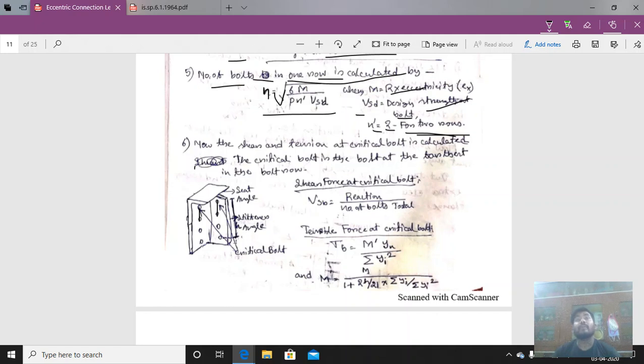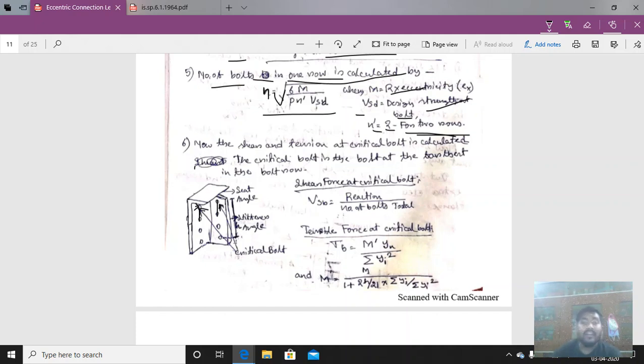What is the meaning of critical bolt? The critical bolt is the bolt which is farthest in the bolt row. Here this is the farthest bolt in the bolt row. If it is 1 row of bolts, this is the farthest bolt in the bolt row. So we have to determine the shear and tension for this bolt.